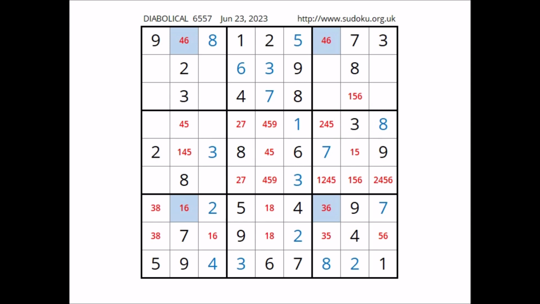What else? Let's see. Let's see. Don't forget, 6 cannot be here. Okay, take a look at the row. 1, 2, 3, 4, 5 numbers are missing. Okay. 1, 5, 6. And the numbers 2 and 9.